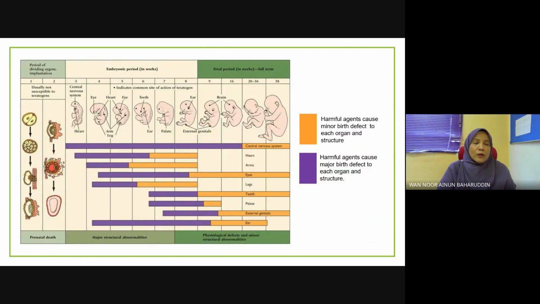Okay, so what happened here? You can see the doctor will check the development of the fetus, the development of the embryo and fetus, and then going to be a baby. So what should those developments be?